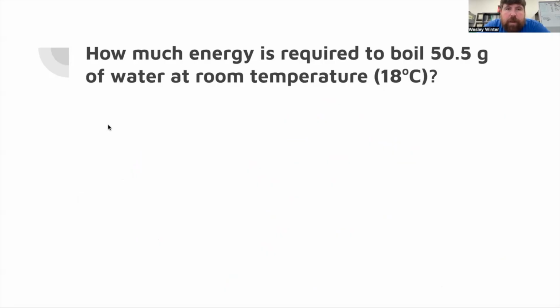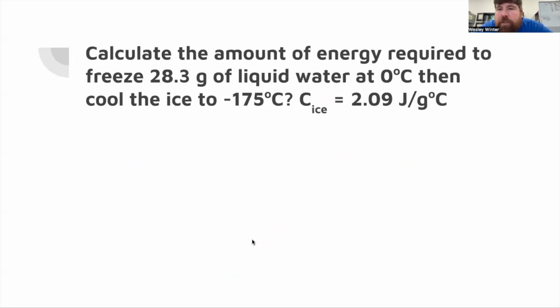Okay. So calculate the amount of energy required to freeze 28.3 grams of liquid water at 0 degrees Celsius, then cool the ice to negative 175 degrees Celsius. I want to point out I have a little bit of a typo here. I just realized, I'm going to change this here. How much energy is released? Go ahead and correct that in your notes. To freeze 28.3 grams of liquid water at 0 degrees Celsius and cool the ice to negative 175 degrees Celsius.